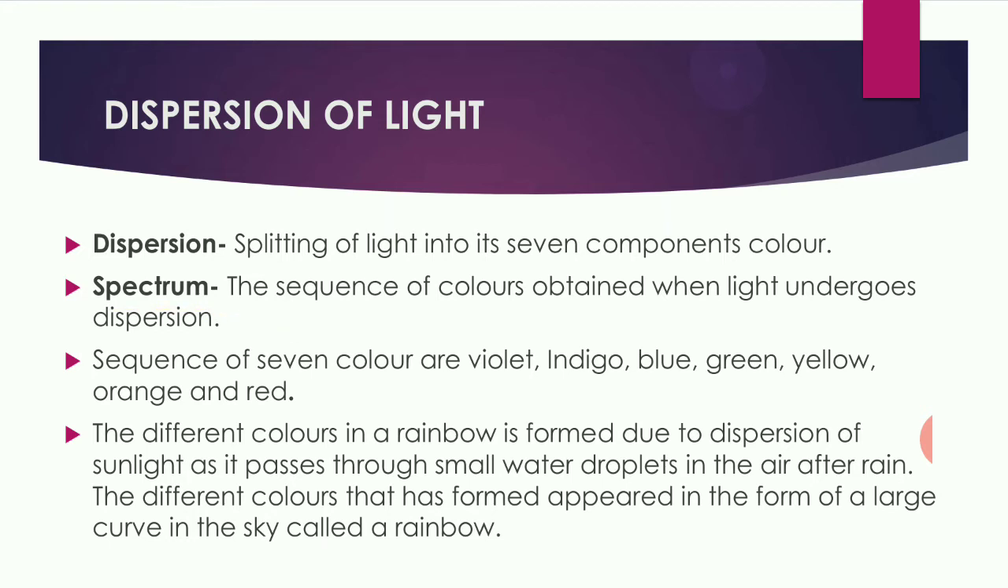You might have seen the rainbow. That is the spectrum. 7 different colors. The colors are violet, indigo, blue, green, yellow, orange and red.